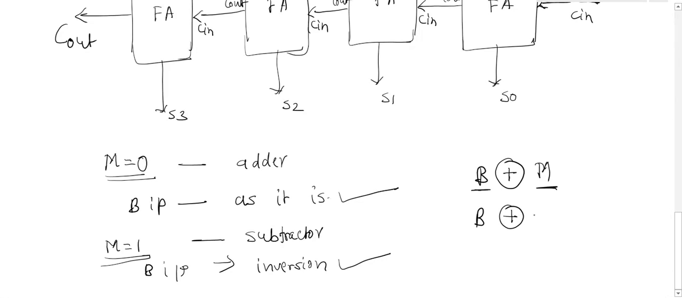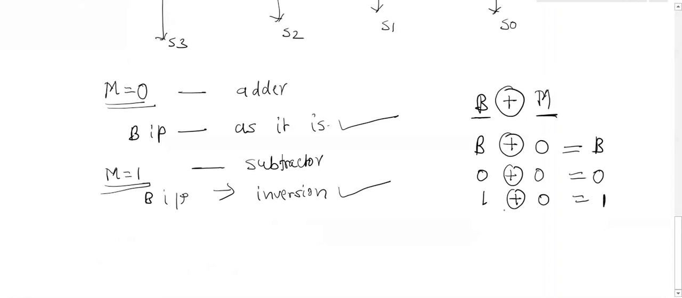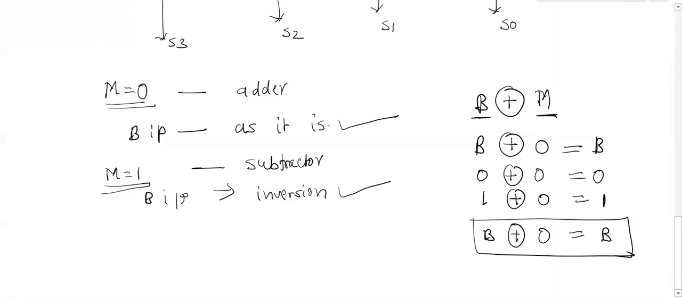Now, when M is equal to 0, B XOR 0, what will it give? It will give me the value B. Because suppose if B is equal to 0, 0 XOR 0, I will get 0. When B is equal to 1, 1 XOR 0, I am getting the value 1. Means can I say that B XOR 0 is equal to B? I am getting the output B as it is. When M is equal to 0, at that time I am getting the value as it is, and my circuit is acting as an adder.